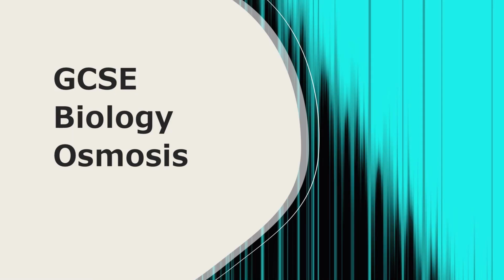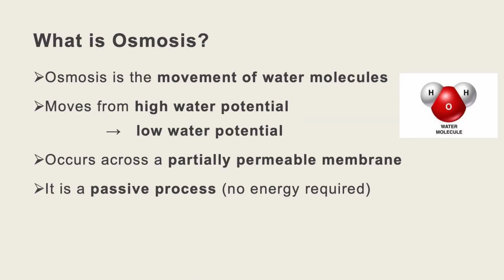Hello everyone. Today I'm going to talk about osmosis, which is a special type of diffusion with the movement of water molecules only. First, let's look at what is osmosis. The definition of osmosis is that it is the movement of water molecules from a region of higher water potential to a region of lower water potential across a partially permeable membrane. It is actually a special type of diffusion, which describes the movement of water molecules only.